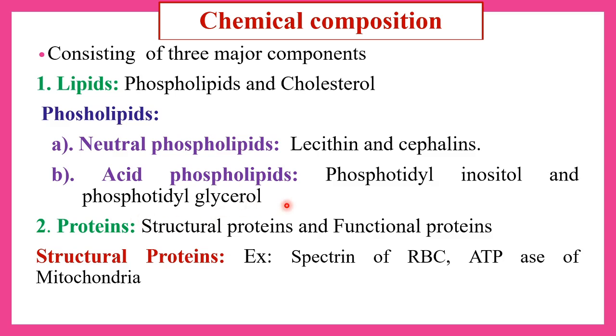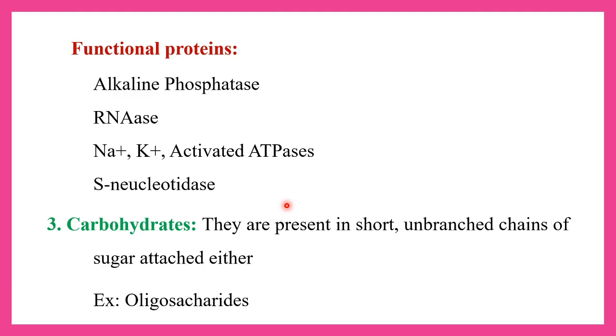Whereas coming to the proteins, proteins are present in two forms. They are structural proteins and functional proteins. Structural proteins are involved in the structural aspects of plasma membrane. For example, spectrin of RBC and ATPases of mitochondria. The second one is functional proteins. They are involved in various functions which are performed by the plasma membrane. Examples are alkaline phosphatases, RNases, sodium potassium ATPases, and nucleotidases. Some of the enzymes act as carriers to transport the molecules from the outer cell to the inside.